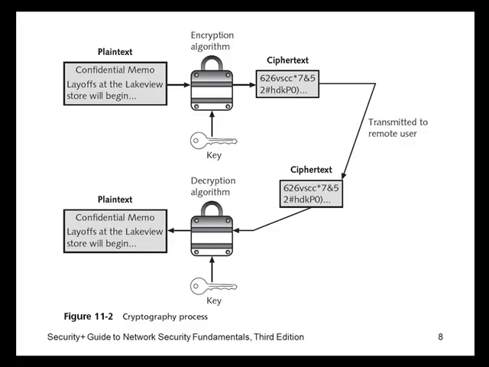no big surprise because you've already done the presentation on this. Confidential memo, layoffs at Lakeview store will begin, goes into the encryption algorithm using the key. And what's the key? It's just another string of characters. Anybody ever, just for grins, on an HTTPS site looked at the public key? When we say that it's just a bunch of characters, it's a whole bunch of characters. And in the asymmetric, public key, private key, we have 2 keys. We'll talk about those in a minute.